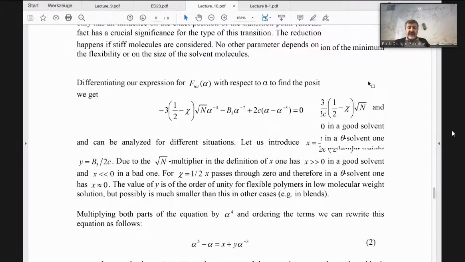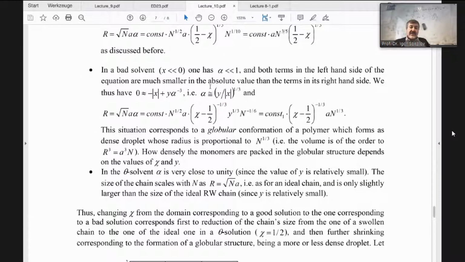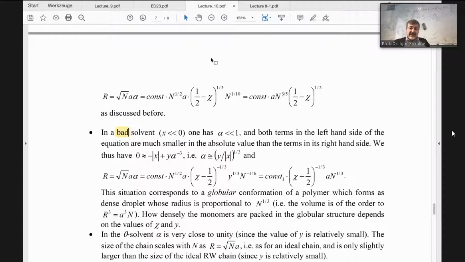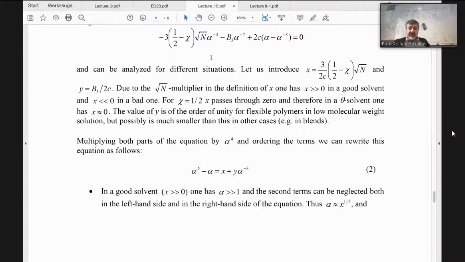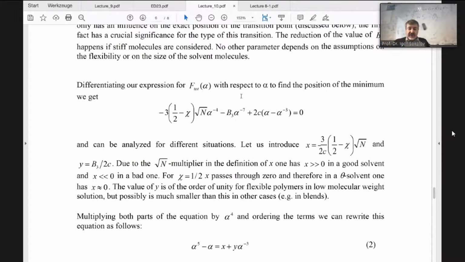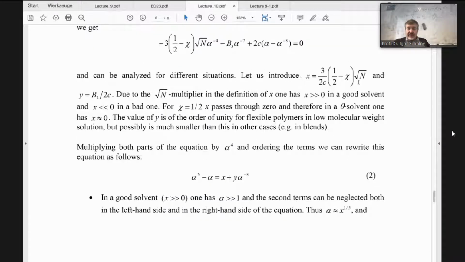Now, let us have a look at what happens in a poor solvent. It's officially called a poor solvent. It's not a nice expression, bad. Don't use it. I don't know why I typed bad, but it's a poor solvent. Now let's have a look at what happens if x here is large and negative. I put there much smaller than 0, but it means large and negative.